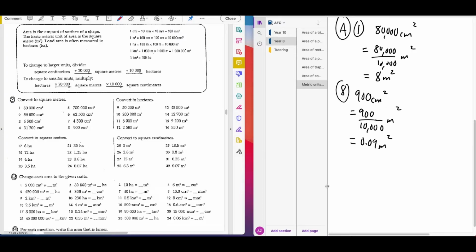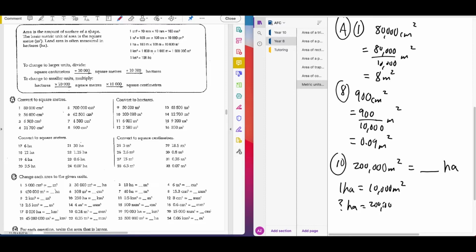Okay, so let's just take a look at question 10, for example. Question 10 is convert to hectares. So 200,000 square meters is equal to how many hectares? Okay, so we know that 1 hectare is equal to what? 10,000 square meters, right? So then how many hectares is equal to 200,000 square meters? How would we do this?